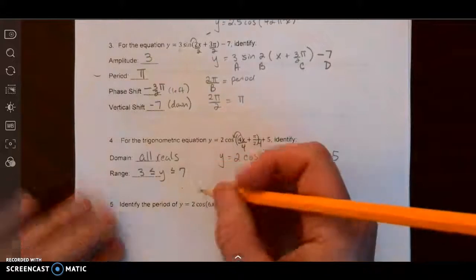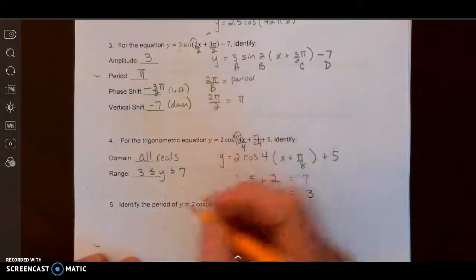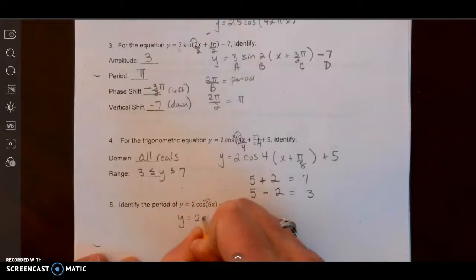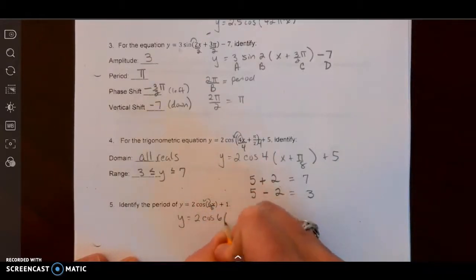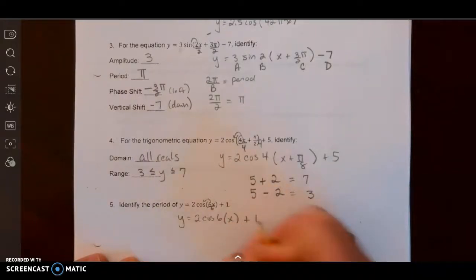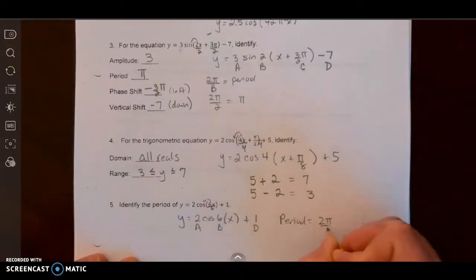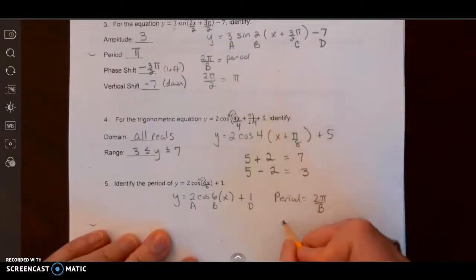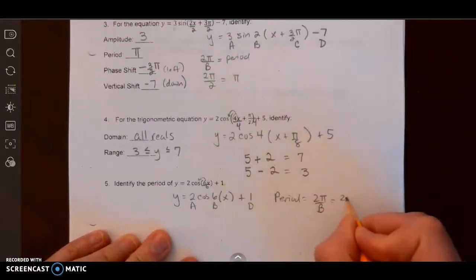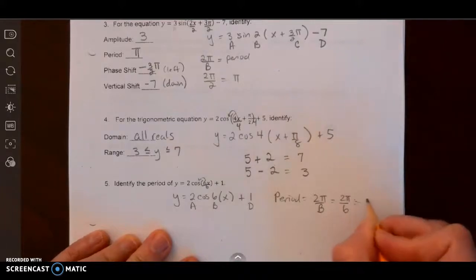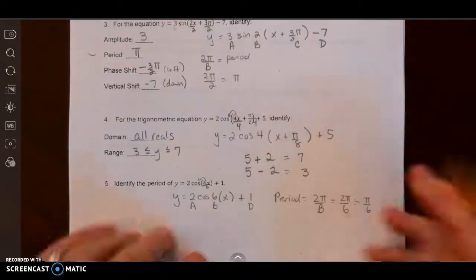Identify the period. Again, we need to pull that 6 out in front. Y equals 2 times the cosine. So we divide by 6 and pull out the 6 in front. So this is A, B. There is no C value, and this is D. The period is always 2 pi divided by B. So that's going to be 2 pi divided by 6, which is pi over 3.